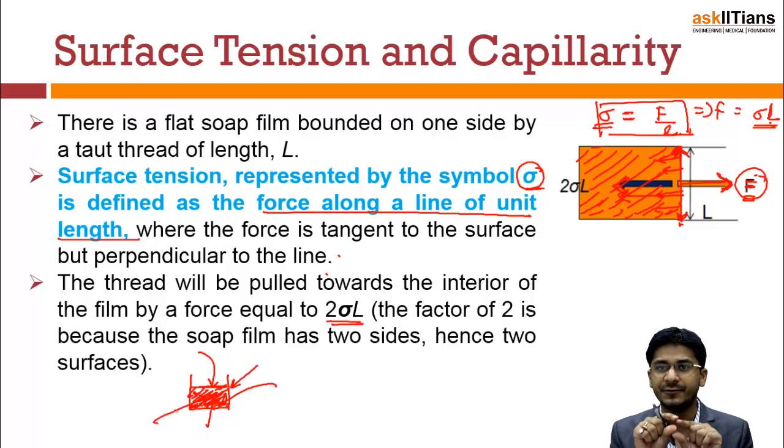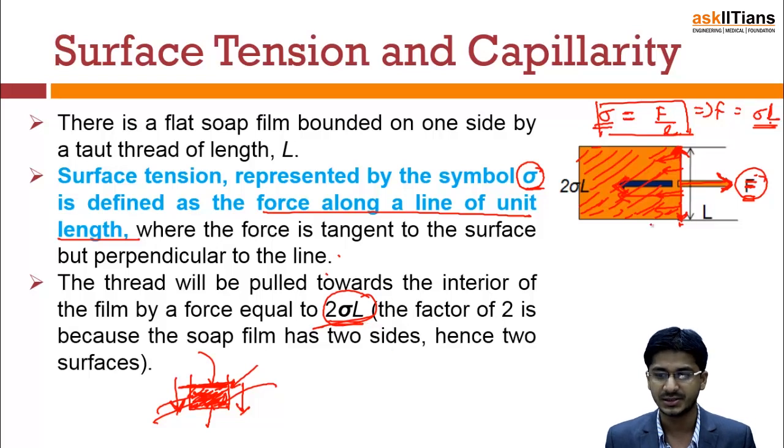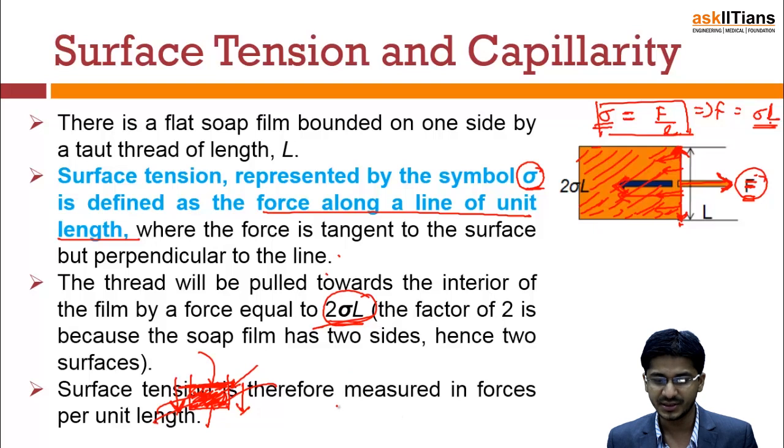Obviously there is a very microscopic difference between the 2 surfaces, because the film has a finite thickness. There are molecules on the upper surface and molecules on the lower surface. The thickness is very minuscule, but it is significant at the microscopic level. So all the molecules on the first surface are pulling it back, and the molecules on the lower surface also pull it back. So it's like 2 sigma L forces acting in the backward direction, because the soap film has a finite thickness. So the actual force that will act is 2 sigma into L, where sigma is the surface tension and L is the length. Surface tension is therefore measured in force per unit length.